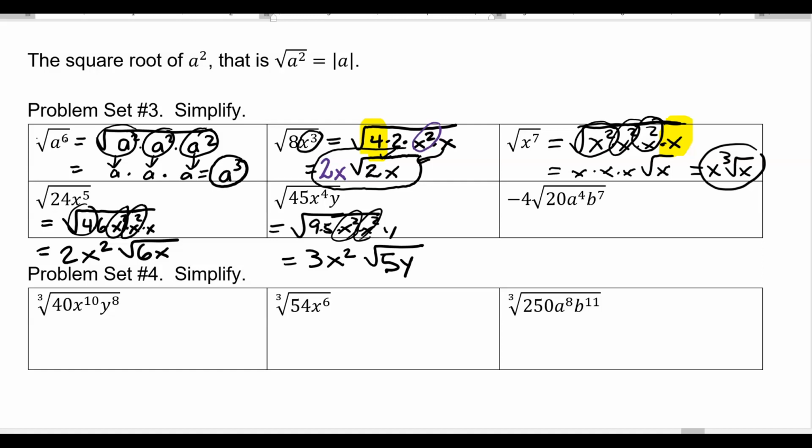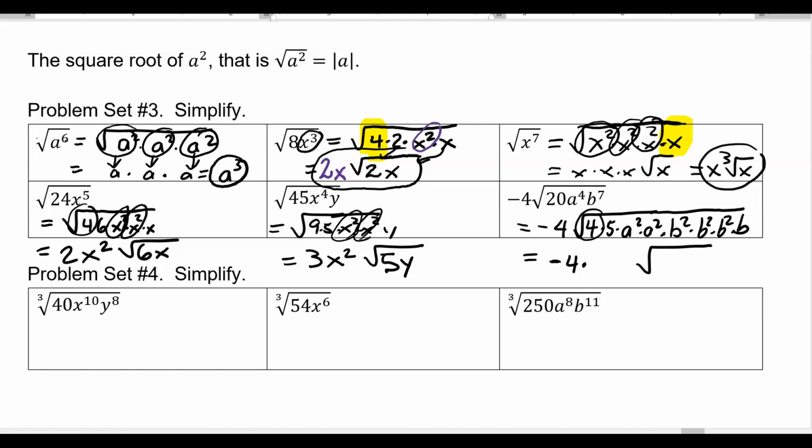Let's go to negative 4, square root of 20a to the 4, b to the 7. So that's 4 times 5. Then you have a squared. But for the b, you have b squared times b squared times b squared times b. Now you have a negative 4 on the outside. Don't get too anxious about that. We're just going to multiply what we put on the outside times that negative 4.